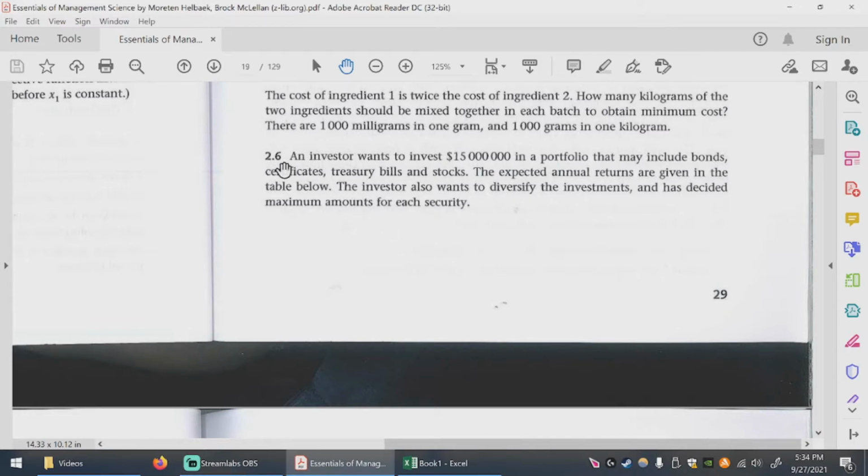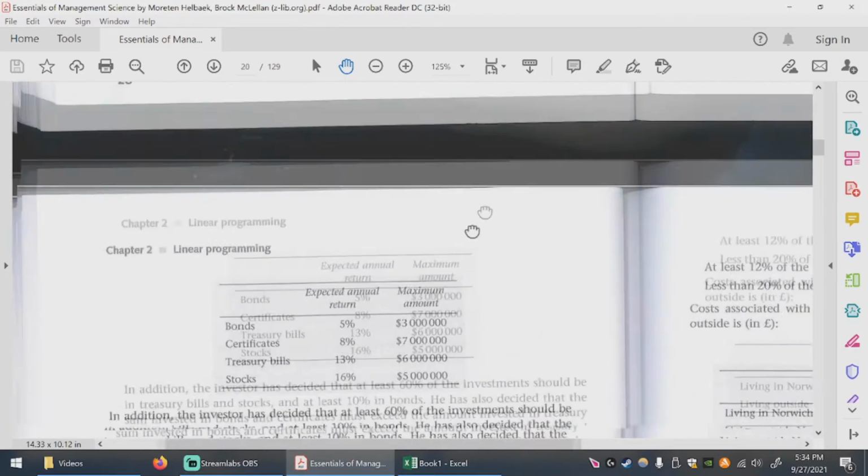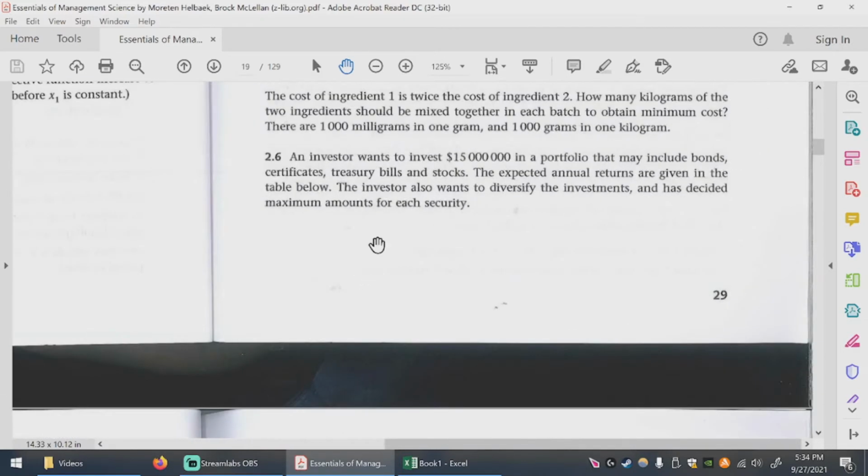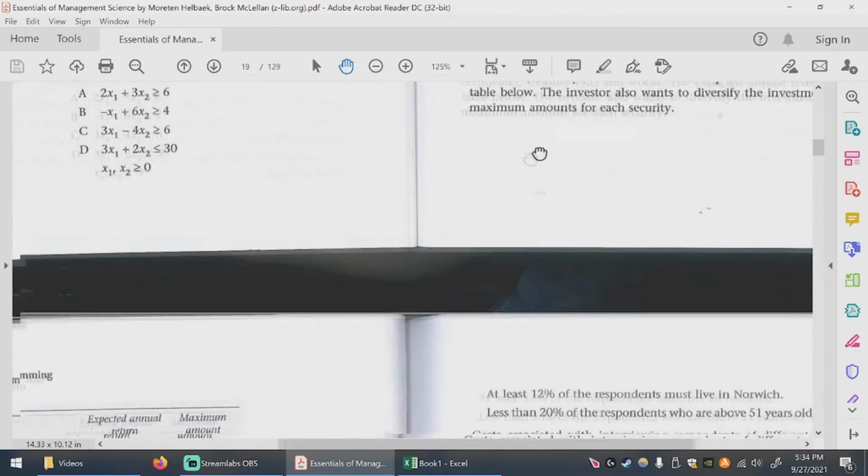Okay. An investor wants to invest $15 million in a portfolio that may include bonds, certificates, treasury bills, and stocks. The expected annual returns are given in the table below. It's over here, unfortunately spanning a couple of pages. There it is. And we'll come back to that. The investor also wants to diversify the investments and has decided maximum amounts for each security.